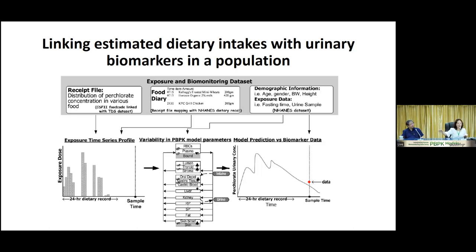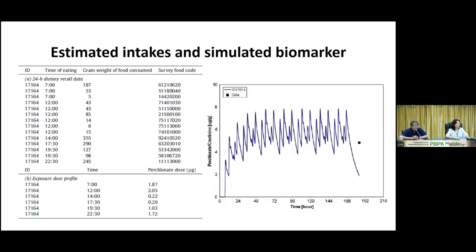And then because we are simulating a spot urine sample, even though we simulate a time curve, we have one sampling time, that's when we pretend we are doing the biomonitoring study. Okay. So in this example, here's more about the exposure.